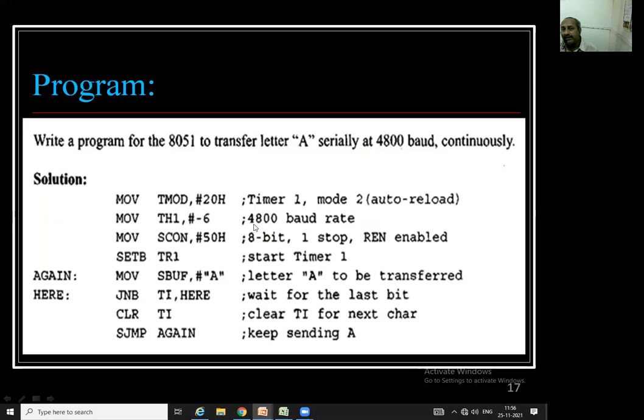TH1 gets -6 because we need a baud rate of 4800. Then SCON 50H. We are supposed to check the SCON register again, which means 8-bit and REN enabled. After that, TR1, that is, timer start. Then whatever data we want to send is transferred to SBUF: MOV SBUF, A. Whatever you write in double quotes, ABCD or anything, that is going to be transferred.